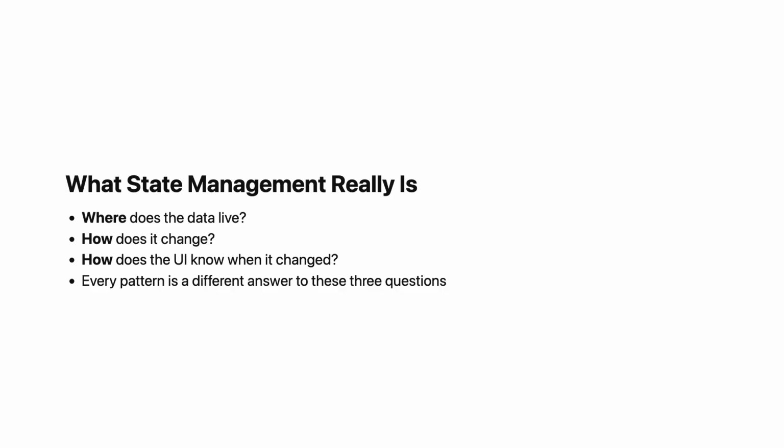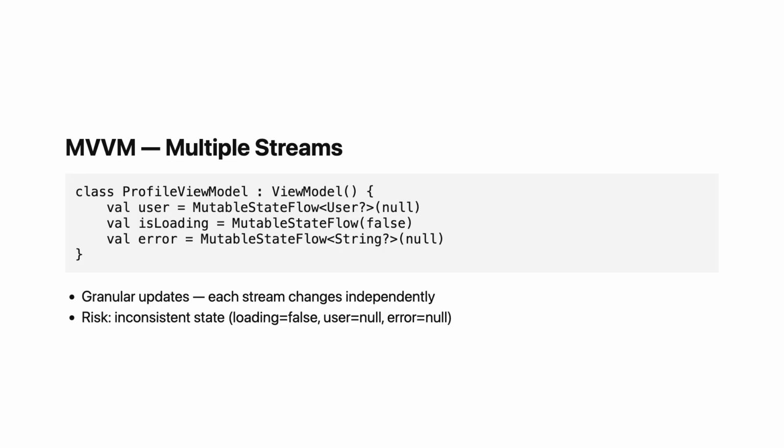In a typical MVVM setup, your view model exposes multiple observable streams: a state flow for the user data, a state flow for the loading status, maybe a shared flow for one-time events like navigation. Your UI observes each of these independently. When the user data changes, only the part of the UI that displays user data recomposes or rebinds. When loading changes, only the loading indicator updates. The benefit is granularity. Each piece of state is independent, and changes to one do not affect the others.